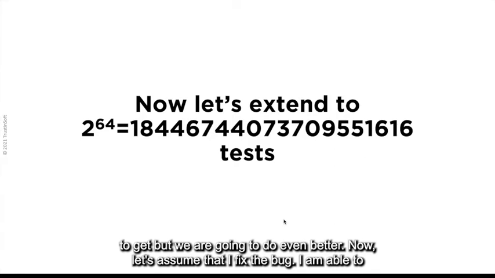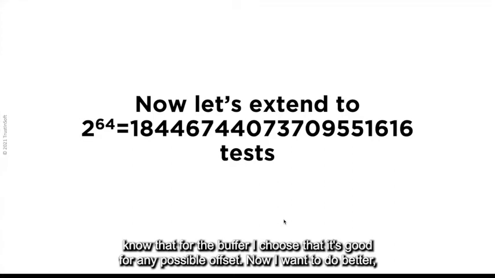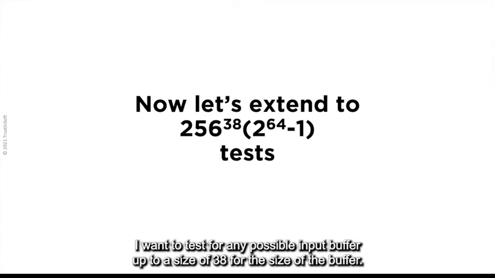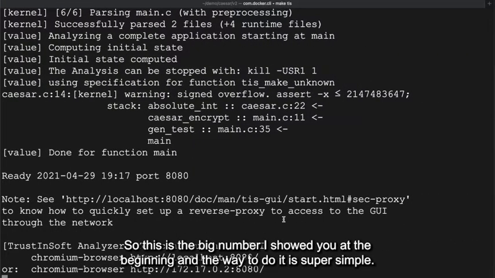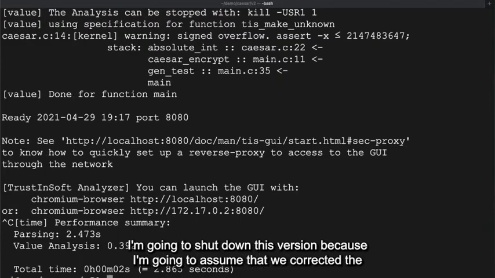Now, let's assume that I fixed the bug. I am able to know that for the buffer I choose, then it's good for any possible offset. Now, I want to do better. I want to test for any possible input buffer up to the size of 38 for the size of the buffer. So, this is the big number I showed you at the beginning, and the way to do it is super simple. So I'm going to shut down this version.